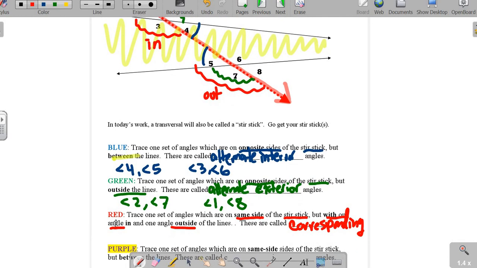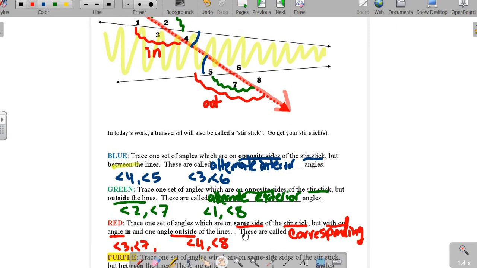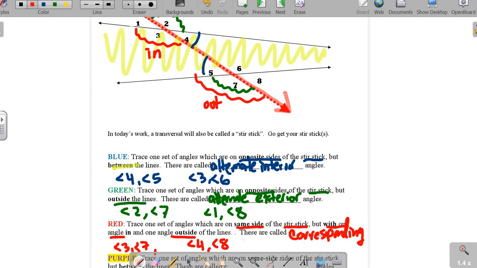There are actually 4 sets here. Angle 3 and angle 7 would be one set. Angle 4 and 8 would be another set. Angle 6 and angle 2 would be another set. And angle 1 and angle 5 would be another. These are all corresponding sets of angles: one in, one out, same side.